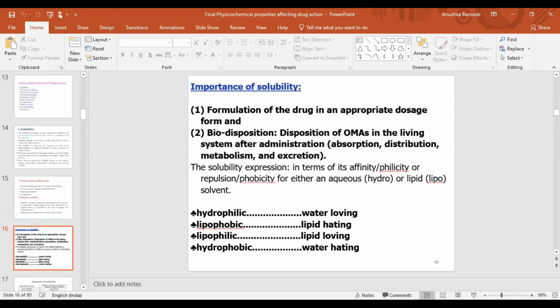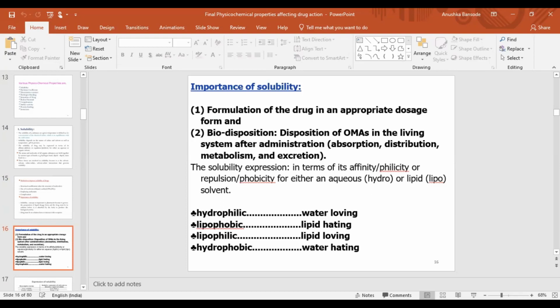So formulation of the drug in an appropriate dosage form is a very critical aspect which a medicinal chemist has to look at, right? The biodisposition of these orally active drugs in the living system is going to alter the administration and is going to affect the absorption, distribution, metabolism, and excretion.